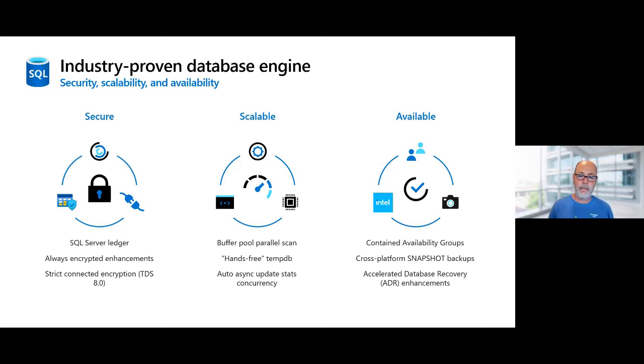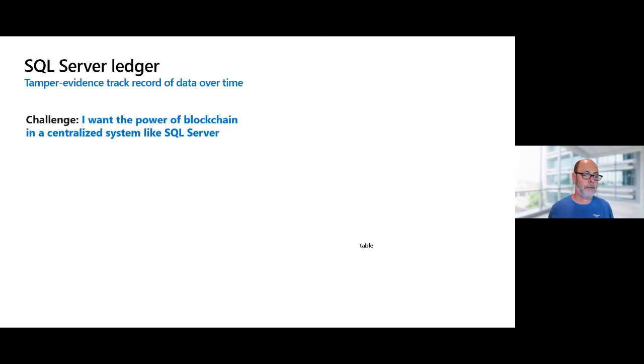Contained availability groups is something that will help us to synchronize with the replicas not only the user database, but also the system objects like logins and SQL Agent jobs, right? This is something that today is quite hard to do. We have to do it with dbatools, for example, or doing it manually. Now with contained availability groups, we will be able to do it automatically within SQL Server. So these three areas, security, scalability, and availability, also have a ton of enhancements, right?